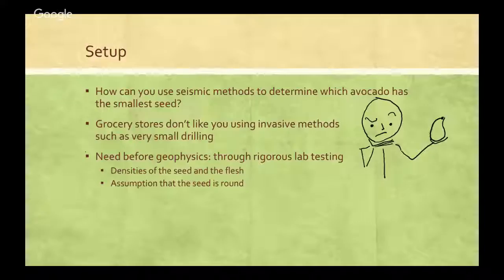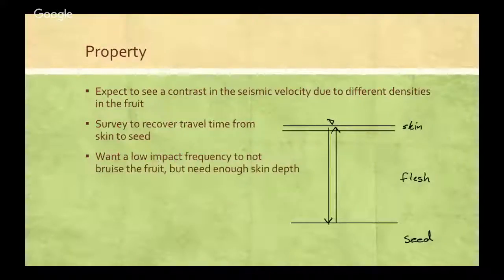Before we do any geophysics, we need to get some test avocados and do some lab tests to find the density of each of the parts: the skin, the flesh, and the seed, and we're going to assume, for the sake of simplicity, that the seed is round. For the physical properties, we're going to use a seismic survey, and we expect to see different densities between the flesh and the seed, and we're going to record the travel time. And also, like we said earlier, we want low impact, not to bruise the fruit.